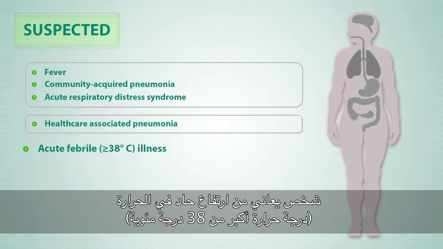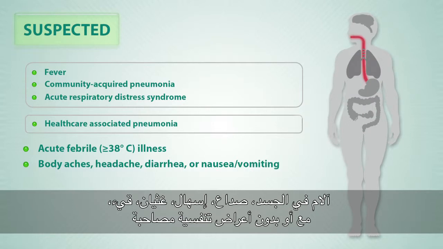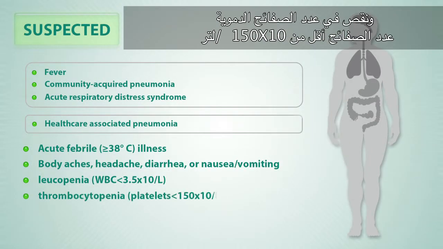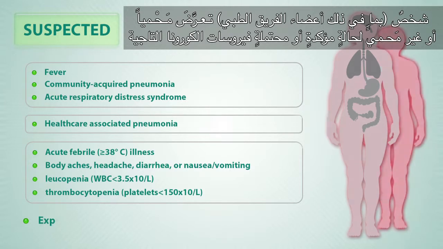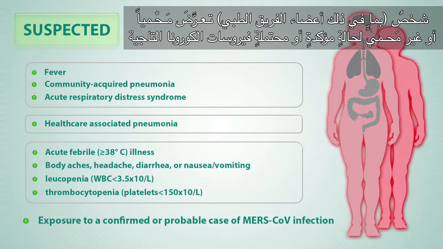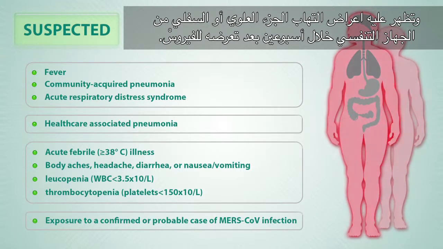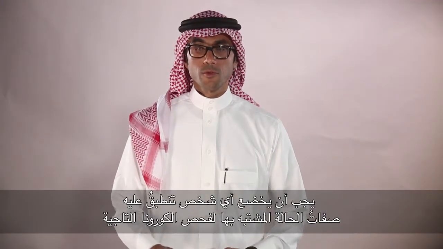temperature more than 38 degrees centigrade, and body aches, headache, diarrhea, or nausea and vomiting, with or without respiratory symptoms, and unexplained leukopenia of WBC count of less than 3.5 times 10 per liter, and thrombocytopenia, platelets of less than 150 times 10 per liter. Or lastly, a person, including healthcare workers, who had protected or unprotected exposures to a confirmed or probable case of MERS coronavirus infection, and who present with upper or lower respiratory illness within 2 weeks after exposure. Any person who fits the suspect case definition should be tested for MERS coronavirus.